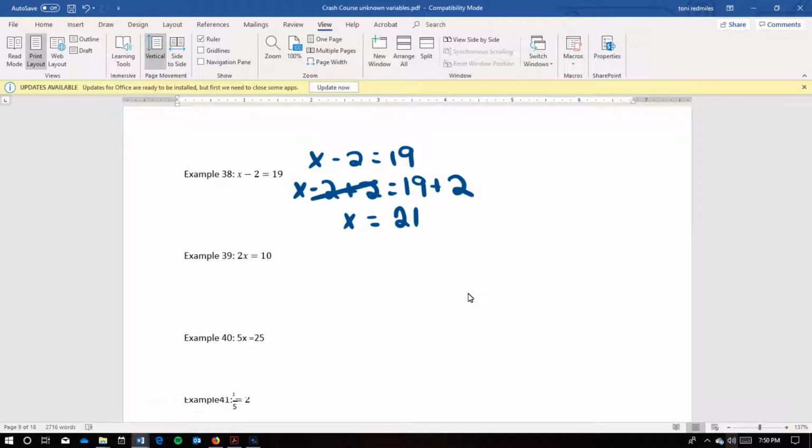All right, now I have a different operation. I have no adding and subtracting, so I go to the next thing, and that is multiplication and division. In this one, the 2 is multiplying the x. So to undo it, I have to divide. What I do to one side, I gotta do to that other side. 2 over 2 is 1. 1 times anything, that's the identity rule of multiplication. Doesn't change anything. I'm still left with an x. 2 goes into 10 5 times.